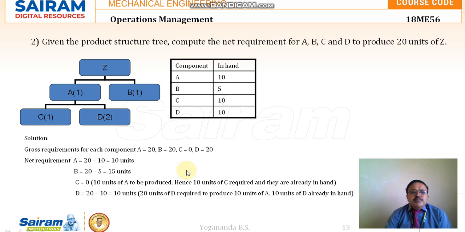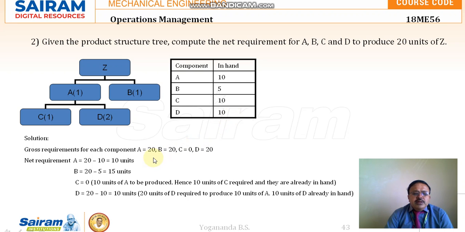The next problem is the product structure tree is given and it is given what is the availability of components in hand. We are using 4 components A, B, C and D to produce the final product Z. It is given that 20 units of Z are required. So what will be the requirement of each of these 4 components A, B, C and D? It is said that in hand we have A 10 units available, component B 5 units, component C 10 units, component D 10 units.